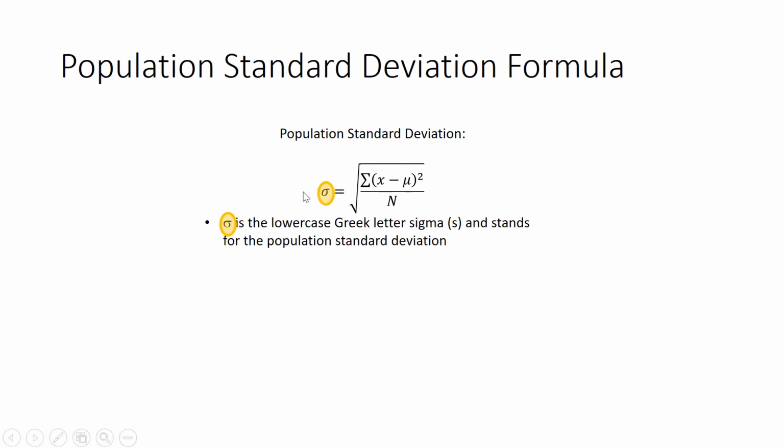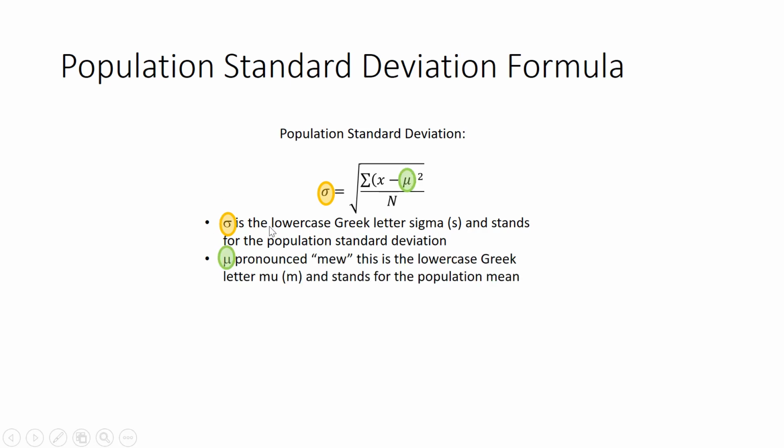A lot of times people think that it looks like an O, like a cursive O. It's actually the lowercase Greek letter sigma, so it makes an S sound. S stands for standard deviation. If you're wondering why we don't just use an S, well, the regular letter S is reserved for the sample standard deviation. So we had to steal from the Greek alphabet to get a different symbol for our population standard deviation.